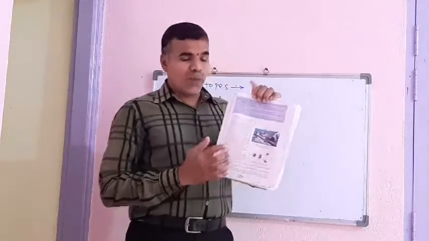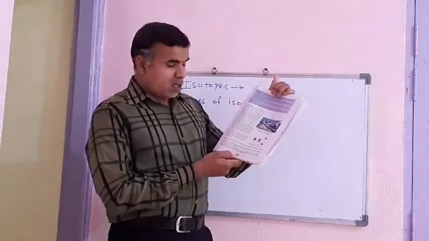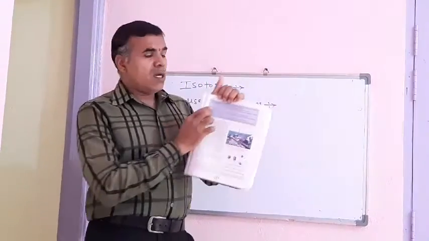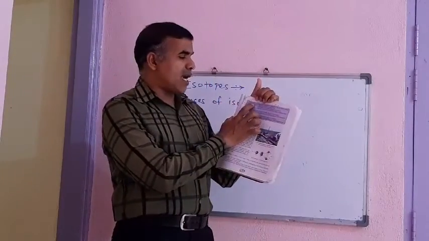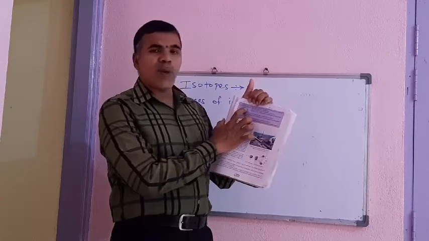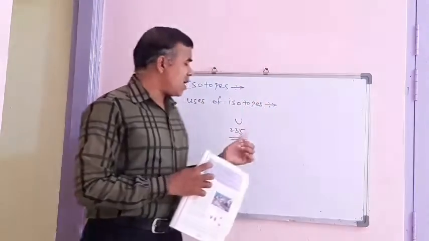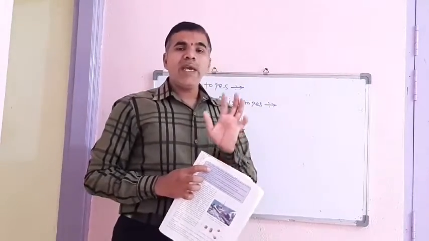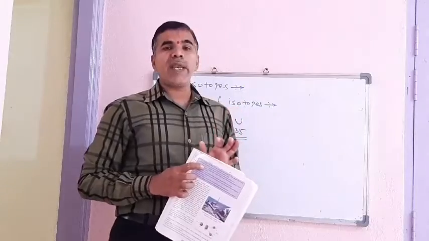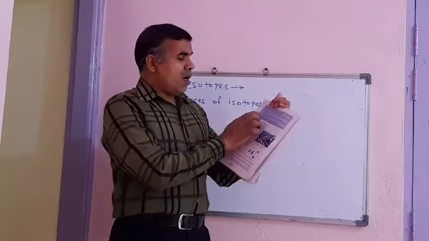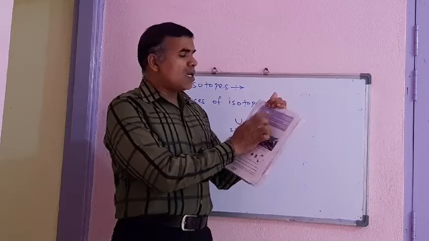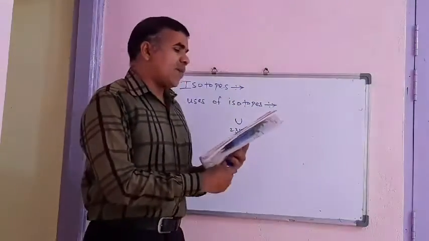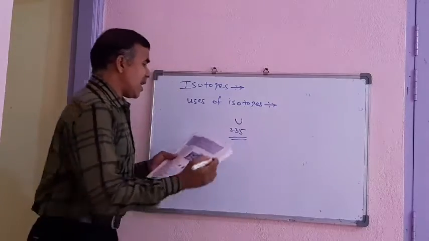Uses of isotopes. On page number 37, six uses of isotopes are given. The first use is uranium-235, which is used for the production of electricity in a nuclear project or nuclear reactor. Second, cobalt-60. Cobalt-60 is used in the treatment of diseases like cancer.